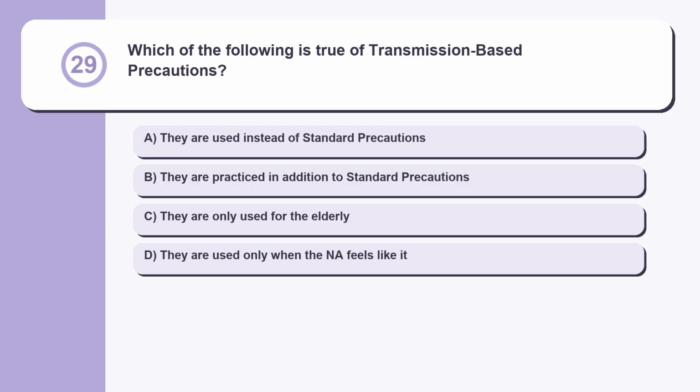Question 29. Which of the following is true of transmission-based precautions? They are used instead of standard precautions. They are practiced in addition to standard precautions. They are only used for the elderly. They are used only when the NA feels like it.